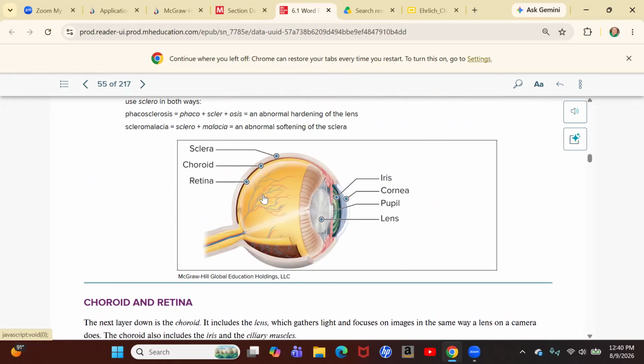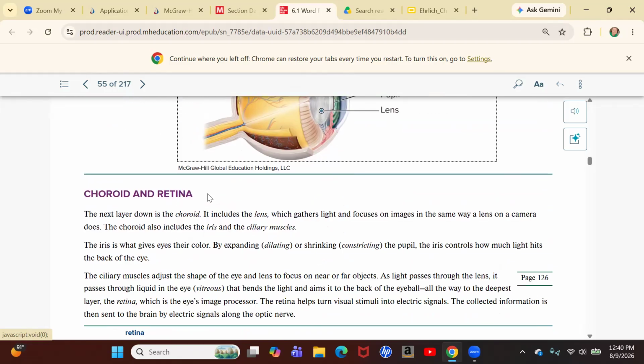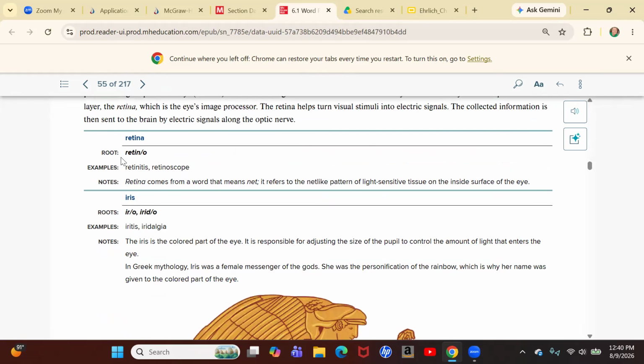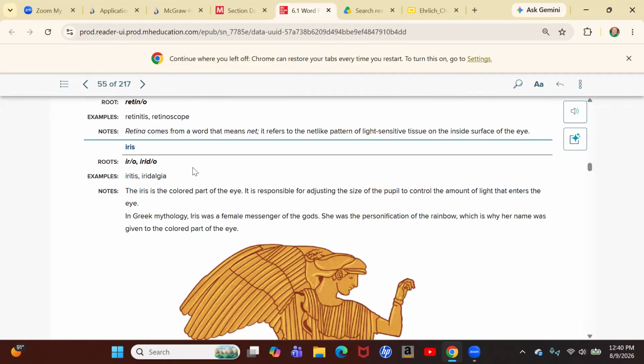When we look at the layers of the eye that actually help with the blood supply and that interpretation of the light image, your choroid and your retina. The retina combining form is retino. So retinitis, inflammation of the retina, or retinoscope, the instrument used to look at the retina.